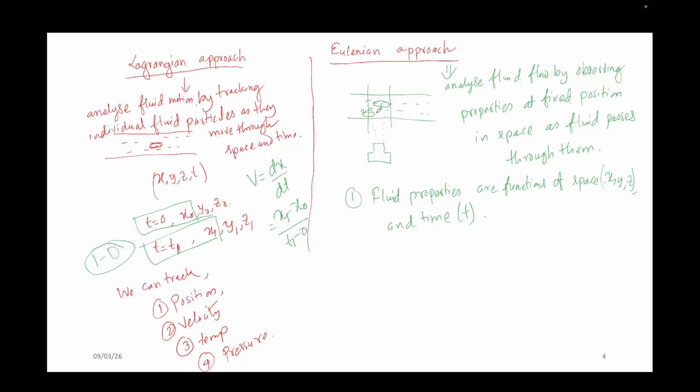So if I talk about, say, velocity, velocity here should be a function of x, y, z, t. Similarly, if I talk about the pressure, it will vary with each and every particle and even with position. Any confusion up to this?